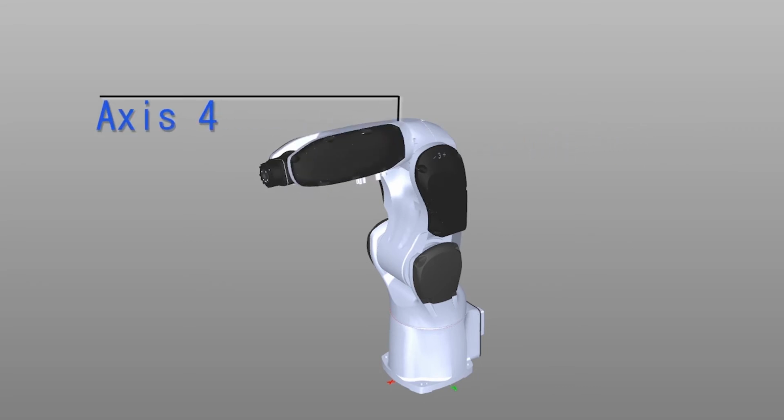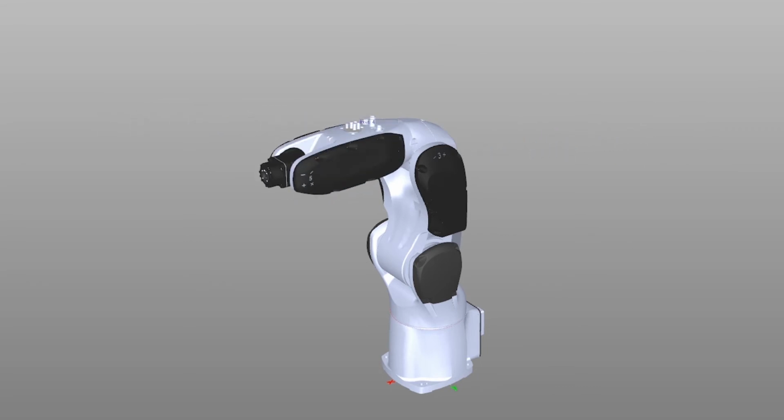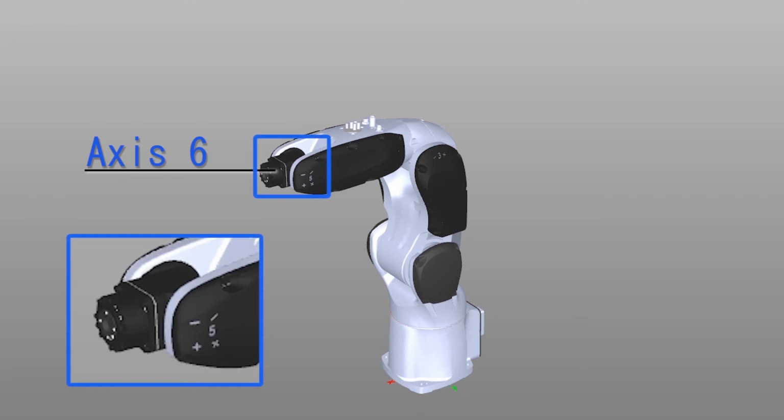The axis 4 rotates the upper arm in a circular motion. Axis 5 allows the wrist of the robot to tilt up and down. The axis 6 is the flange of the robot and is responsible for the twisting motion, allowing it to rotate free in a circular way.